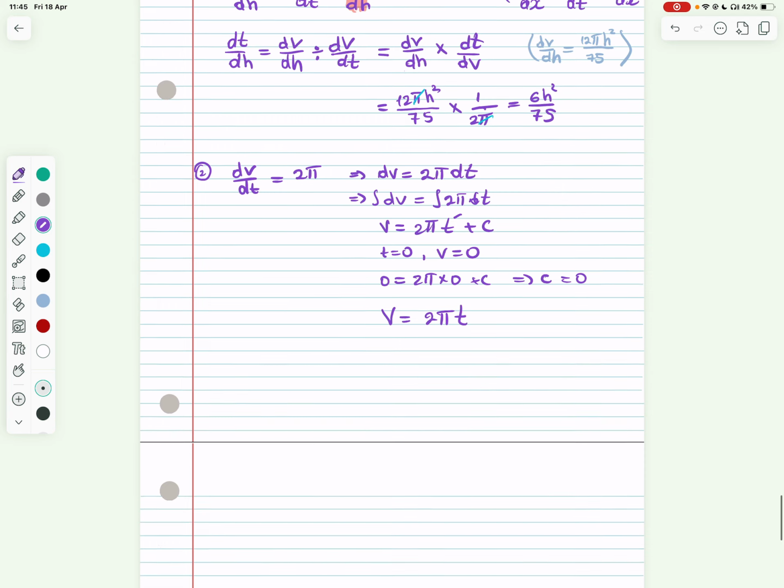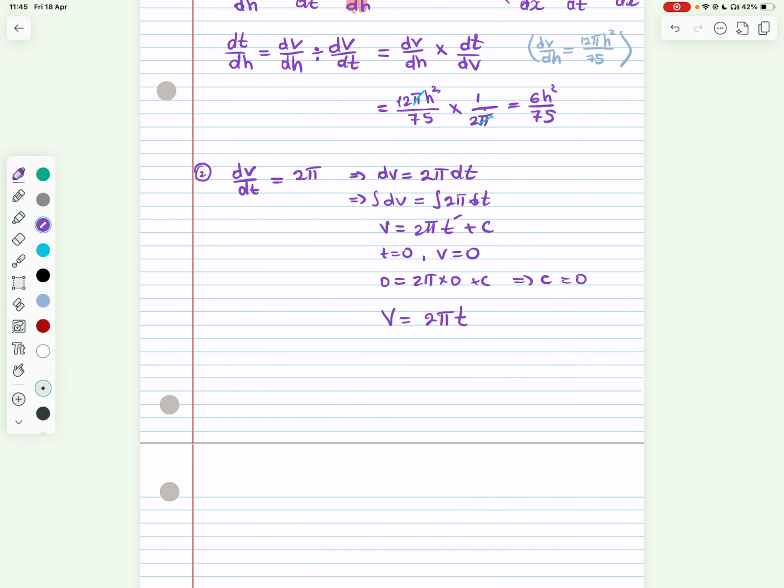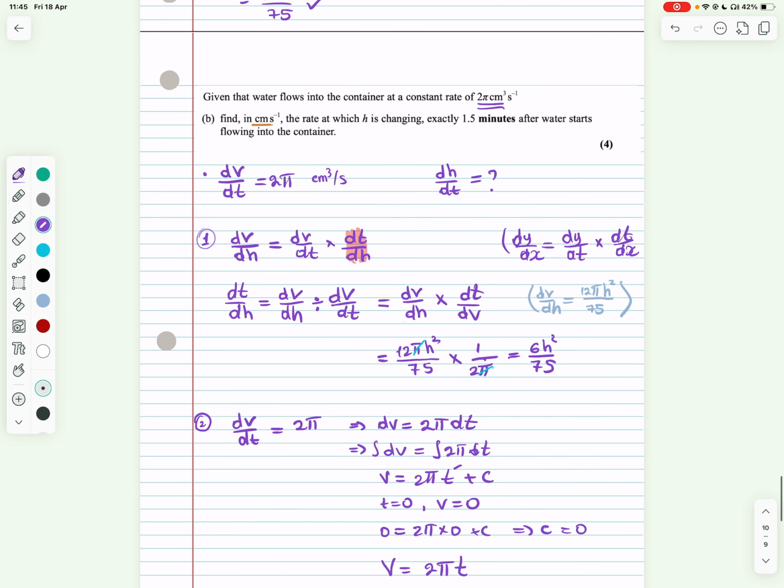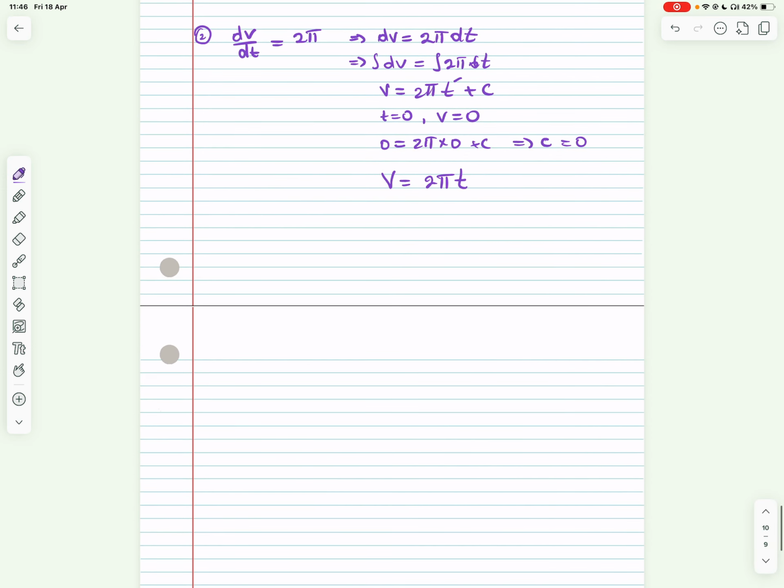Okay, so what I'm going to be doing now is, they say after 1.5 minutes. Remember the rate of change is per second, so they gave us a minute, and I need to convert the minute into seconds. I'm going to say that's 2 pi multiplied by 1.5 times 60, converting that into seconds. So I multiply 2 by 1.5 and times 60. That gives us 180 pi.